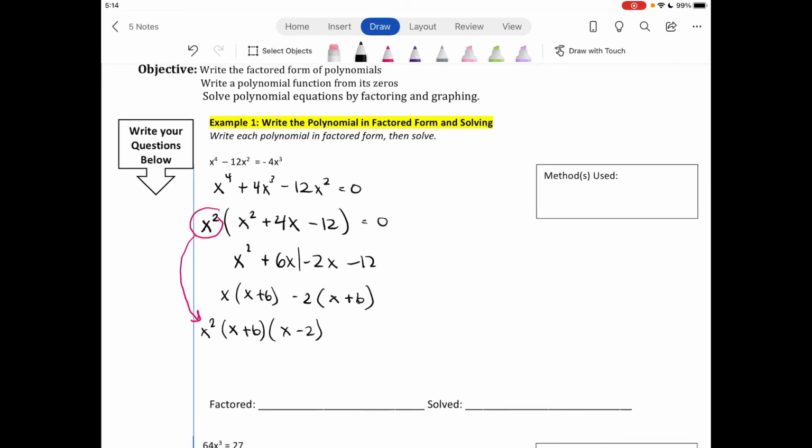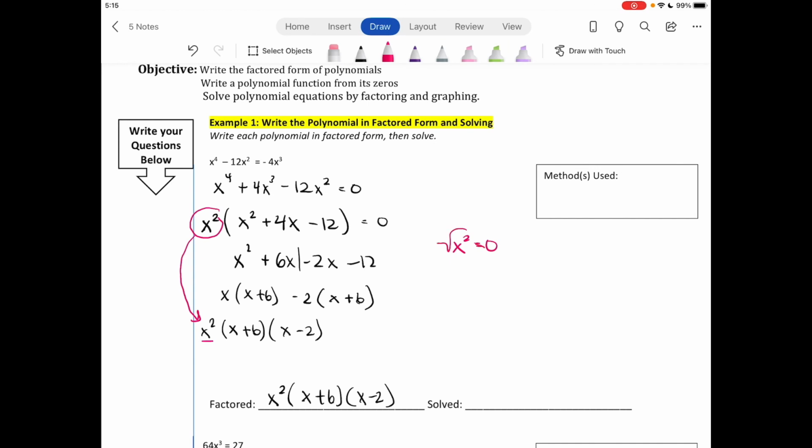So this is our factored form: x squared times x plus 6 times x minus 2. All those values multiply together to get us back to the original equation we started with. But when we want to go further and find those zeros or solve for x, we need to set each part that has an x equal to 0. So we can take this x squared and say x squared is equal to 0.